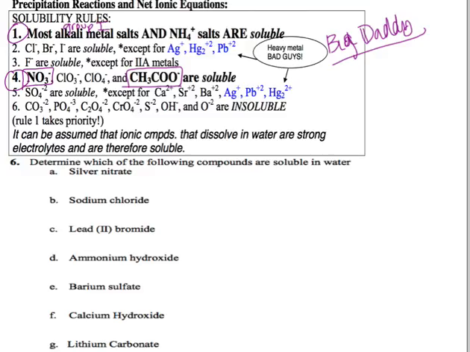Now, cross out number 3 entirely because it's rare, and I'm just concerned that you know the main parts of this group. What group is this one? Cl, Br, and I are all in what family? They're all halogens, so I'm just going to write this as a halogen rule. This is a rule of halogens. All halogens are soluble except for silver, mercury, and lead.